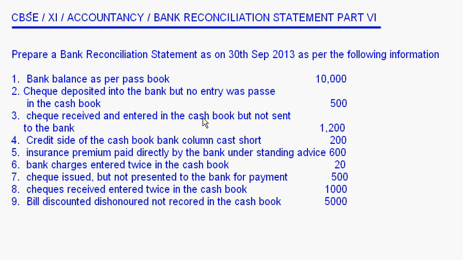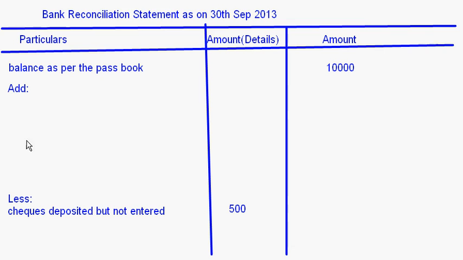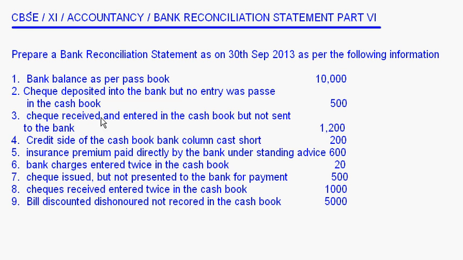Checks received and entered in the cash book but not sent to the bank. Checks have been received and they have been entered in the cash book, means the cash book balance increases. It has not been sent to the bank, so obviously the passbook balance is still less. So again here the cash book balance is more, right? So this should be added. Fine. Checks received and entered in the cash book but not sent to the bank.